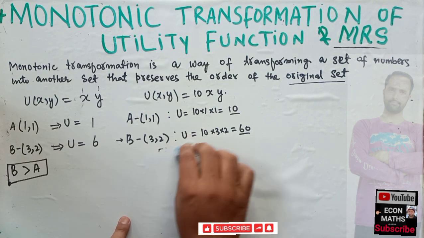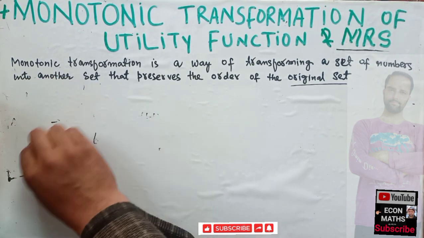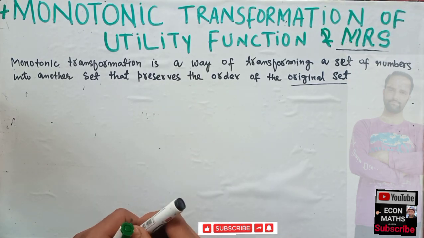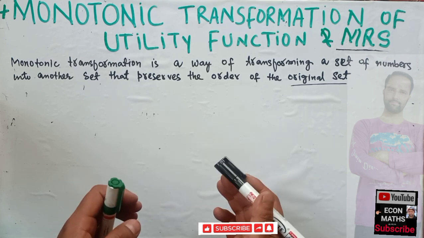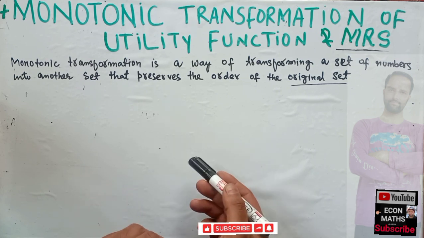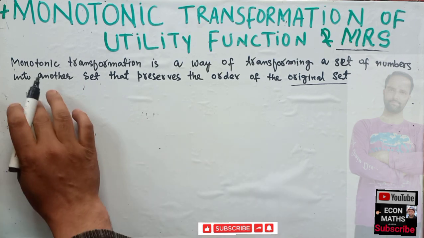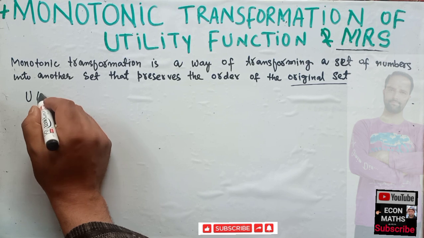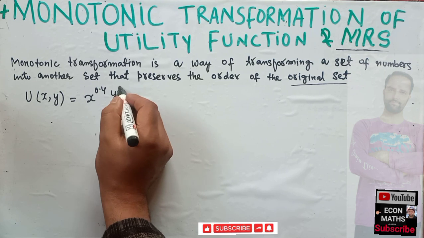Let's talk about monotonic transformation and marginal rate of substitution. The basic thing is that the marginal rate of substitution does not change when a transformation of utility function is undertaken by a positive monotonic transformation. So there is no change in the MRS. Let's make this relevant. Let us say we have a utility function u(x,y) = x to the power 0.4 y to the power 0.6.